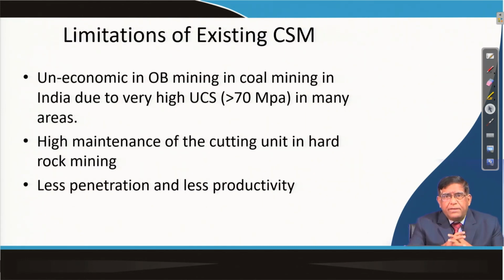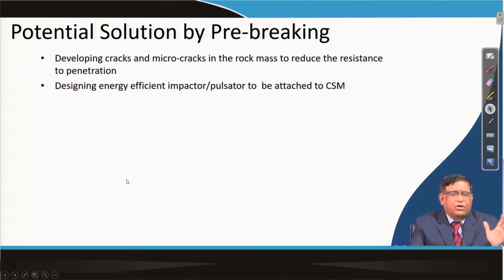Now, one important limitation is that in our coal mines, the overburden is sandstone, which sometimes goes up to 120, 150 megapascal. Under that, these existing machines cannot work. Now, how to improve it is an innovation you need to think of.